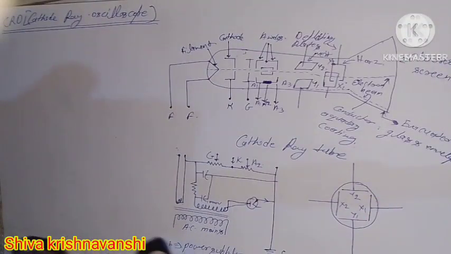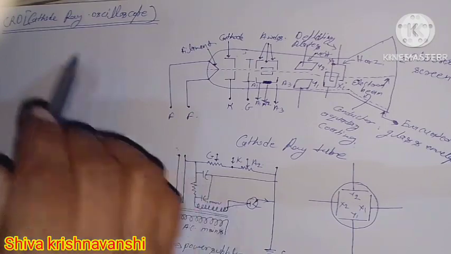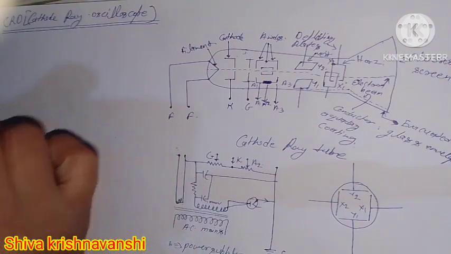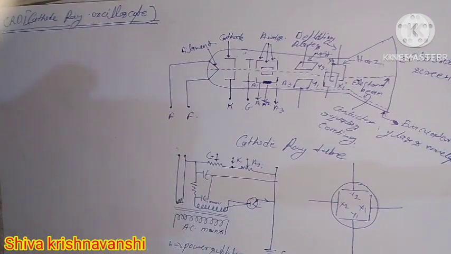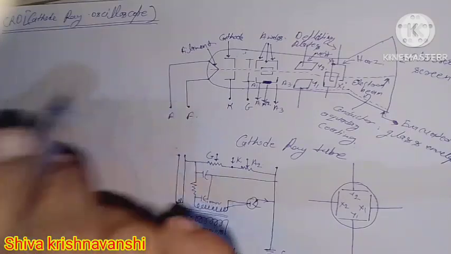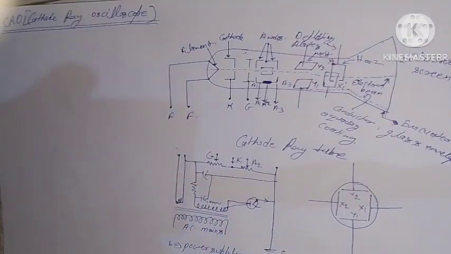C.R.O. Cathode ray oscilloscope. The cathode ray oscilloscope is an instrument which can record instantaneous value of rapidly varying voltages.